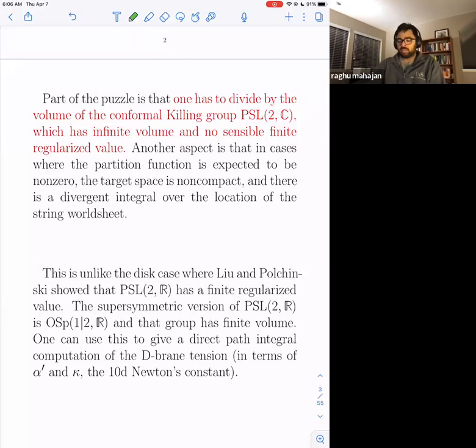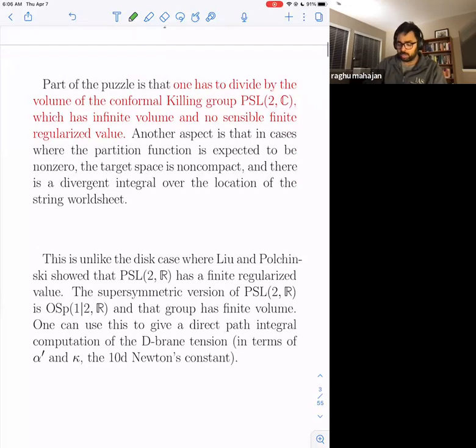And this second paragraph is just a brief comment about some historic work. This paper by Liu and Polchinski showed that unlike PSL(2,C), this PSL(2,R), which would be the relevant conformal group for the vacuum disk partition function, has a finite regularized value. So it's something you can do. You can stick in the finite value and find some answers, but a more principled version of that calculation you can do in the superstring. So the super version of PSL(2,R) is this group here. It's a supergroup, and that group has a finite volume.